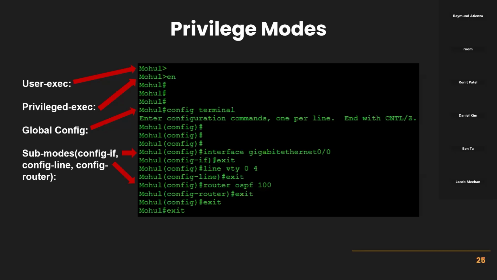But yeah, you start in the first one, and you'll notice the level you're at is right next to the name of your router. I just named it myself. You start at user exec, and you can't do anything there. I genuinely don't think you could even run a command.